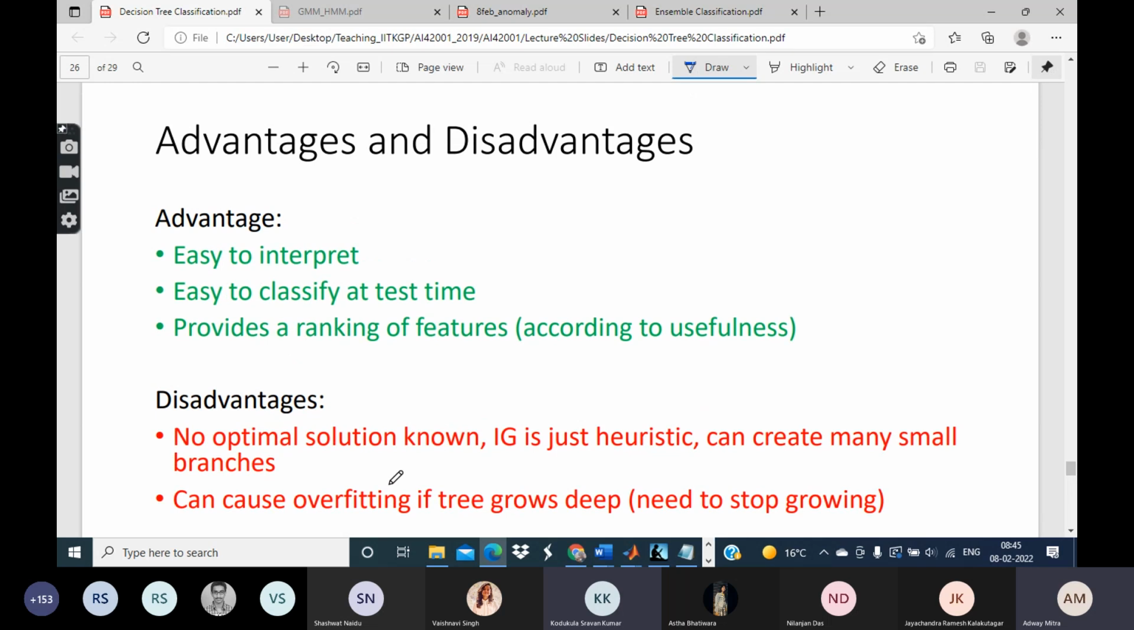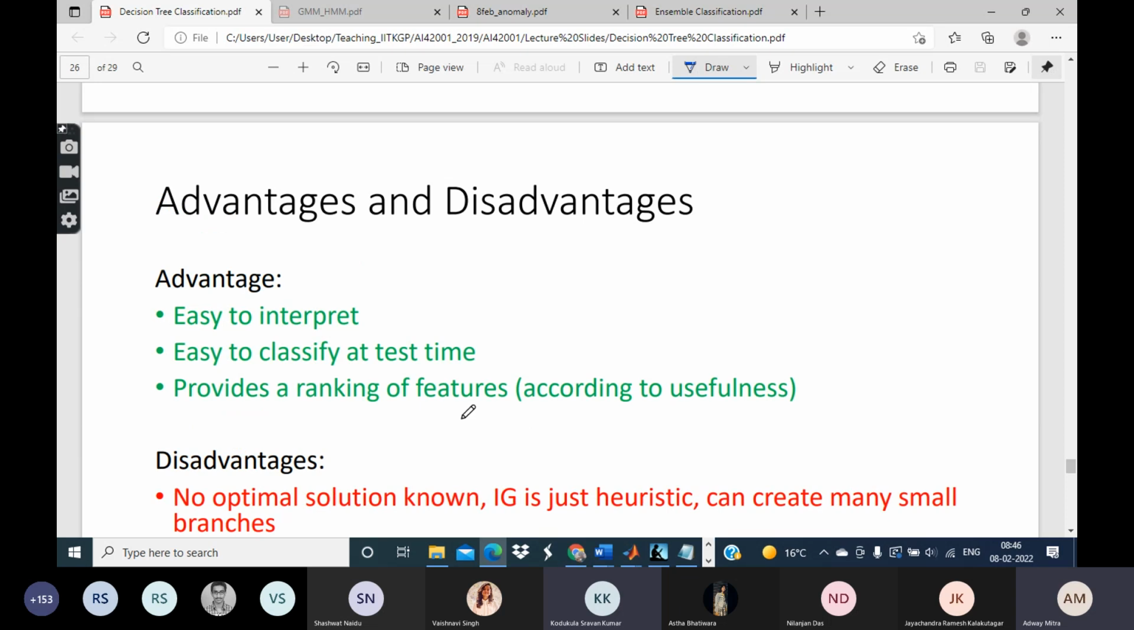So this has the following advantages. First of all, it is easy to interpret. It is easy to classify at test time, and it provides a ranking of the features. That is, it tells you which features are more useful and which features are less useful. That is a useful byproduct of this decision tree classification.